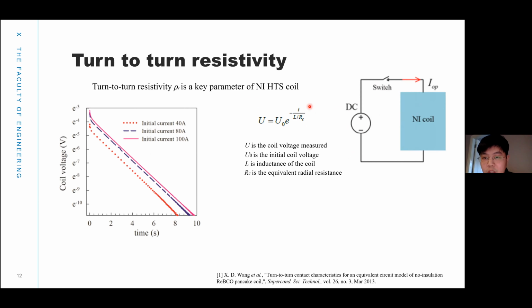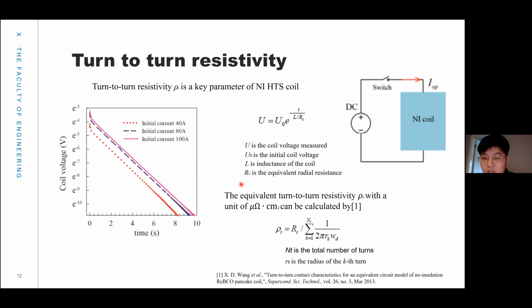And we can use this equation to calculate the equivalent radial resistance for this coil. And also we can use this equation to calculate the turn-to-turn resistivity for this coil. And in our experiment, we have measured the turn-to-turn resistivity to be 96.7 microohm square centimeter.